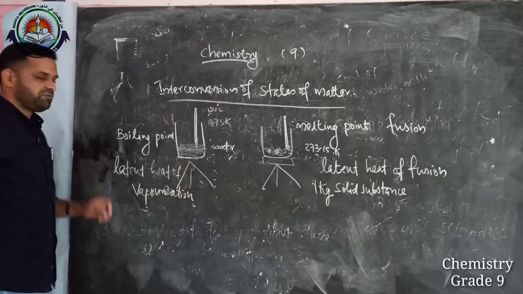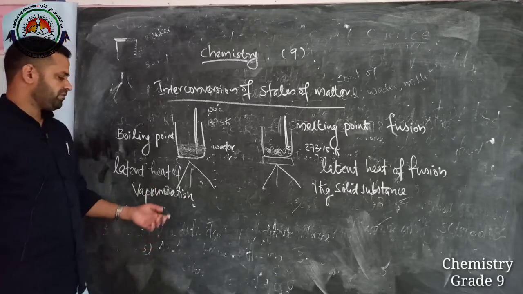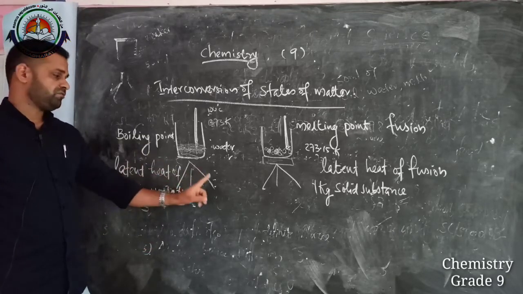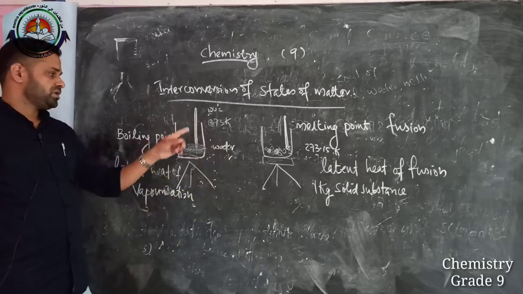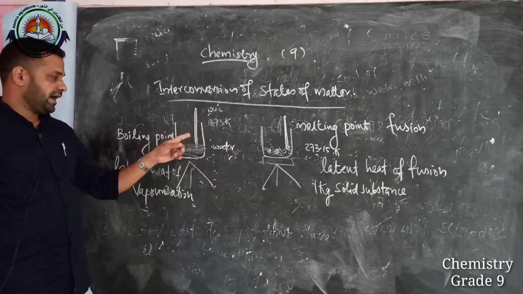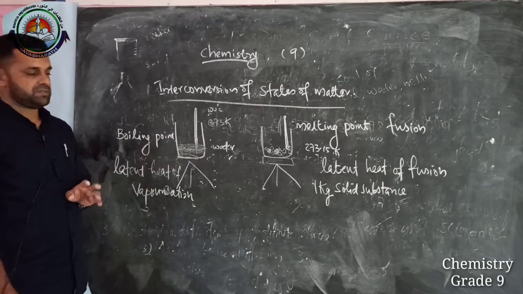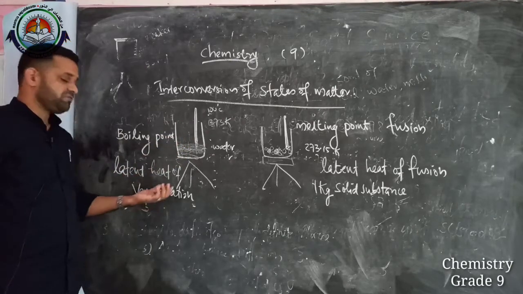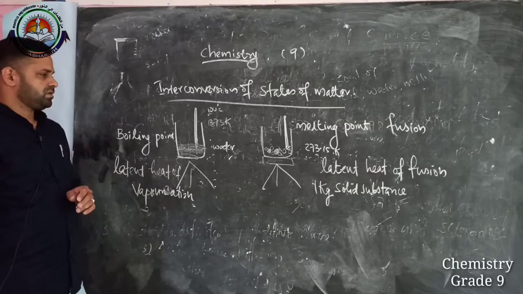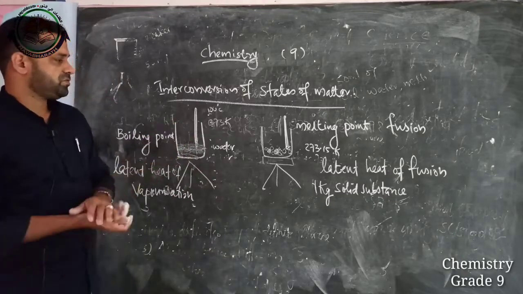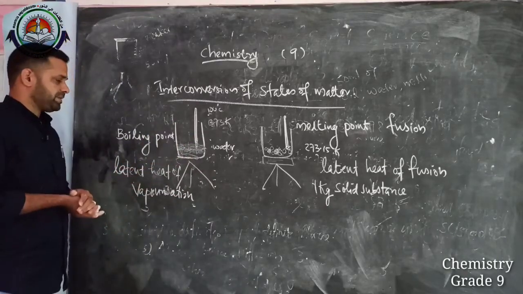So what is latent heat of vaporization? It is the amount of heat energy required to change 1 kilogram of a liquid into gas at its boiling point at atmospheric pressure. That is called latent heat of vaporization. Okay, so that's all about latent heat of fusion and latent heat of vaporization.